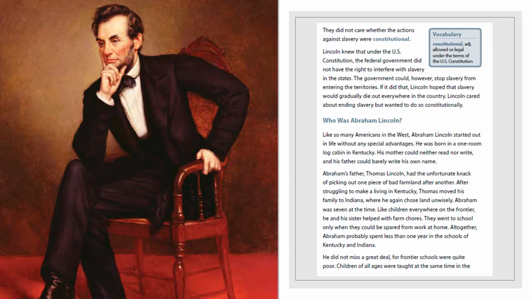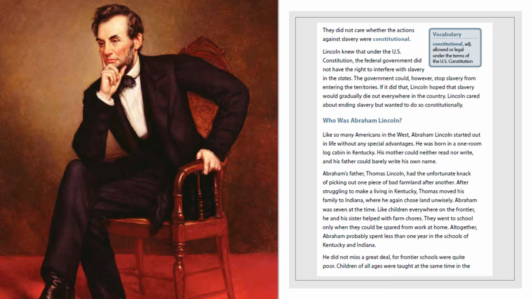They did not care whether the actions against slavery were constitutional. Constitutional means allowed or legal under the terms of our Constitution. Lincoln knew that under the U.S. Constitution, the federal government did not have a right to interfere with slavery in the states. The government could, however, stop slavery from entering the territories. If it did that, Lincoln hoped that slavery would gradually die out everywhere in the country. Lincoln cared about the ending of slavery, but wanted to do so constitutionally.